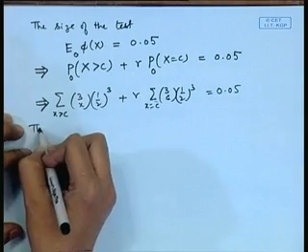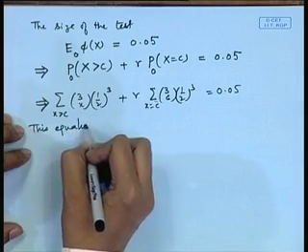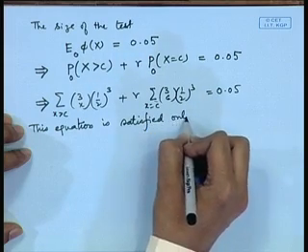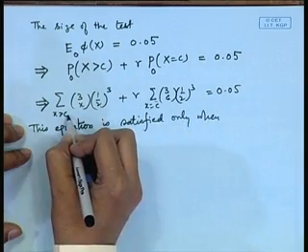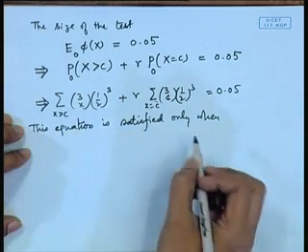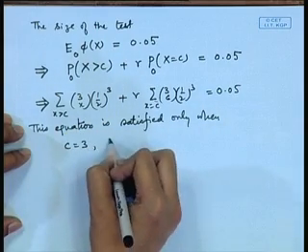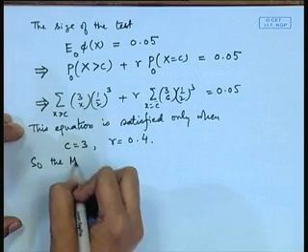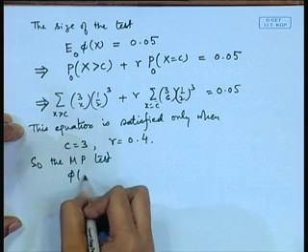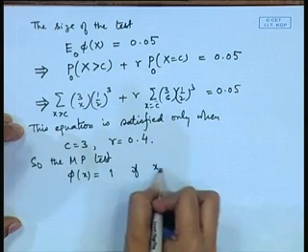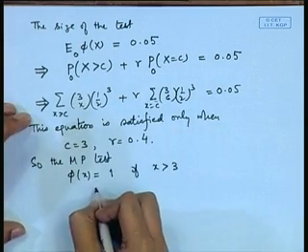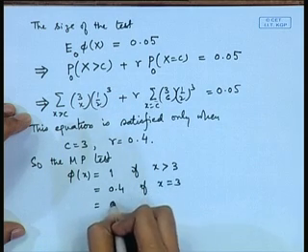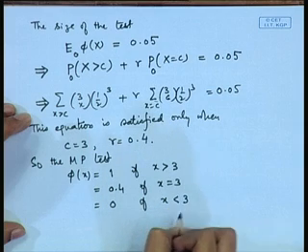0.05. This equation is satisfied only when, so we will substitute the values of c equal to 0, 1, 2 and 3, we get here c is equal to 3 and γ is equal to 0.4. So, the MP test is φ(x) equal to 1 if x is greater than 3, equal to 0.4 if x is equal to 3, and equal to 0 if x is less than 3.